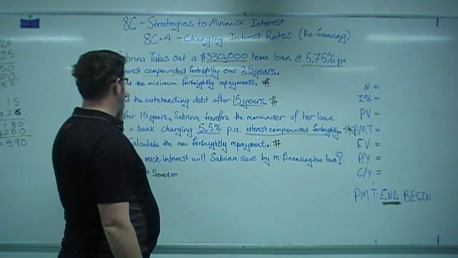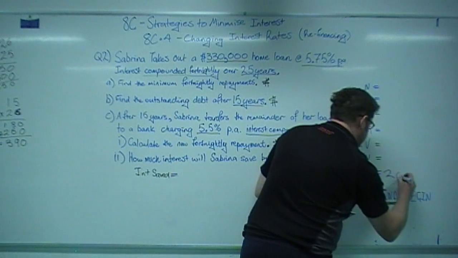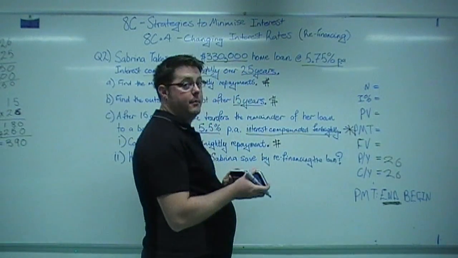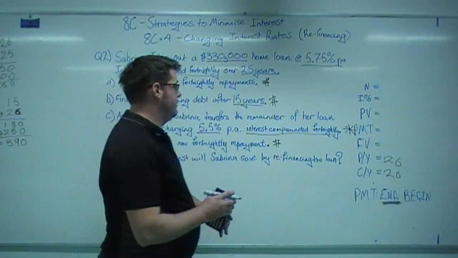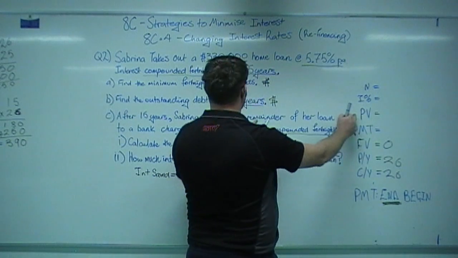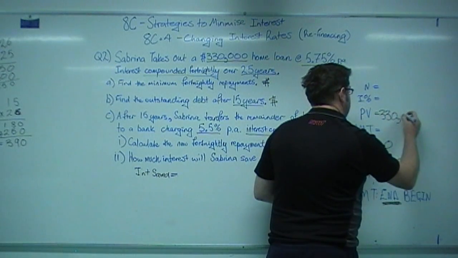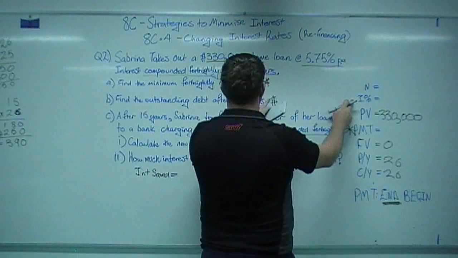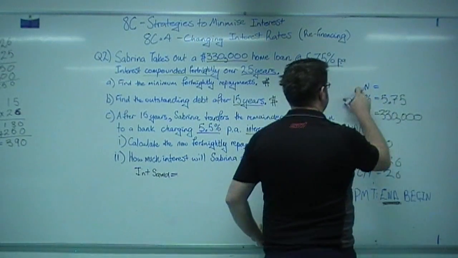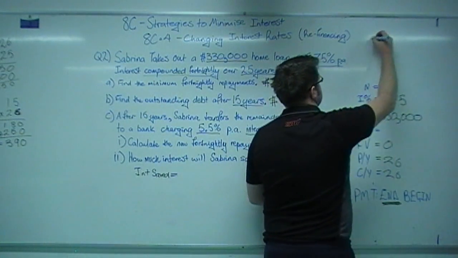So for part A, we're asked to find the minimum fortnightly repayments. So we know that these two fields here will be 26. So for 26 compounding and payment periods per year, then we know our future value is going to be 0. We're going to solve for our payment value. The present value will be $330,000. That's how much the loan is. Interest rate to start with is 5.75.